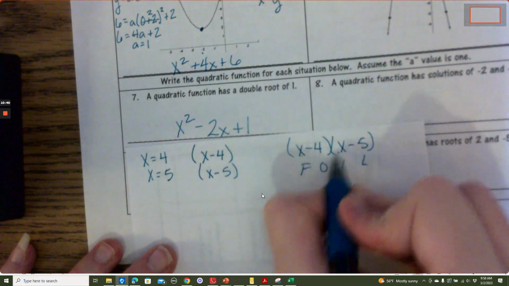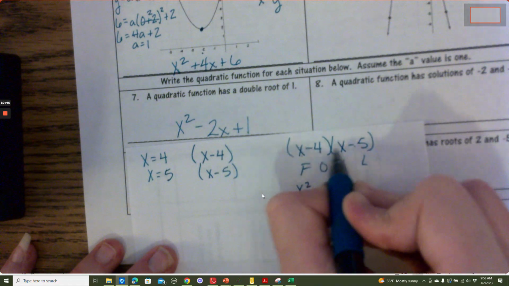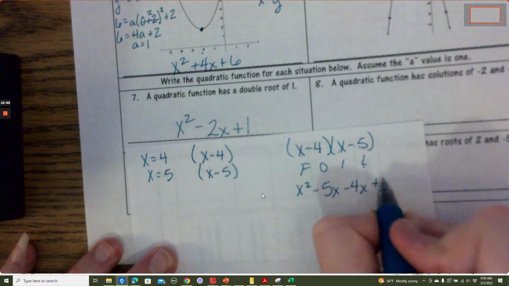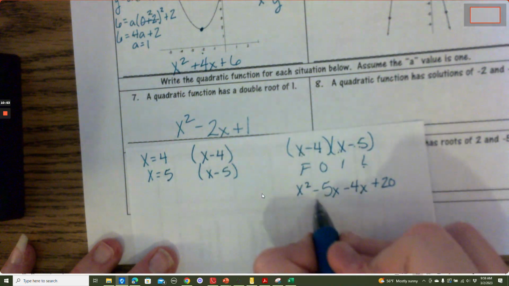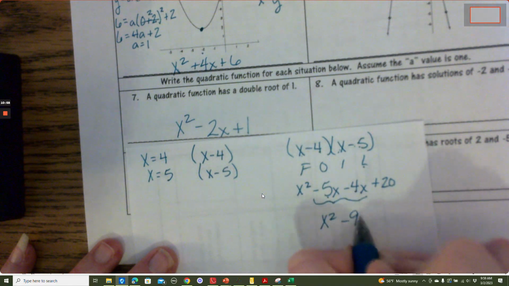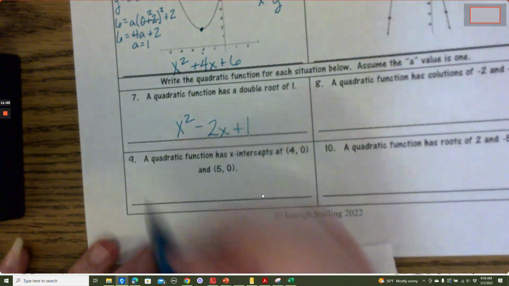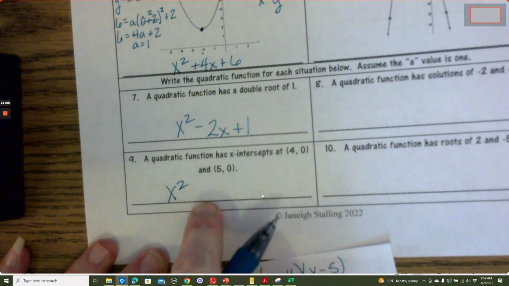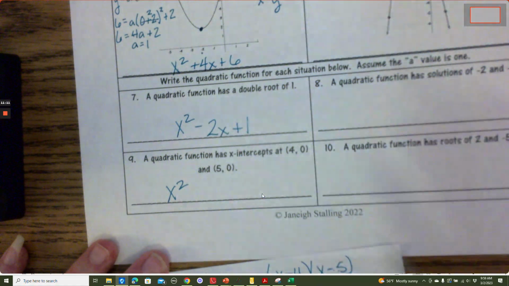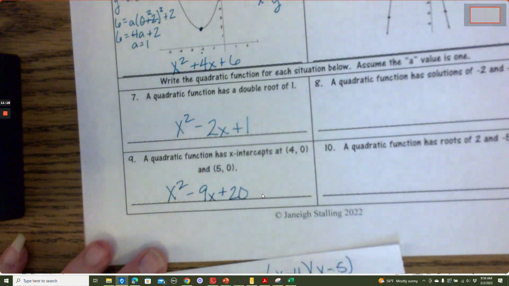Okay, so x times x is x squared. x times negative 5 is negative 5x. Negative 4 times x is negative 4x. And then last, negative 4 times negative 5 is a positive 20. Combine like terms. Negative 5 plus negative 4 makes a negative 9, plus 20. So to me, those are easier. I'm not a big fan of vertex form either. It's just a lot of steps. I get it. Minus 9x plus 20.